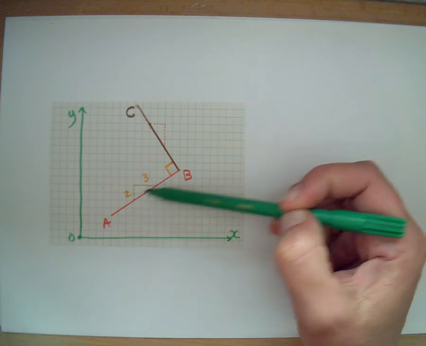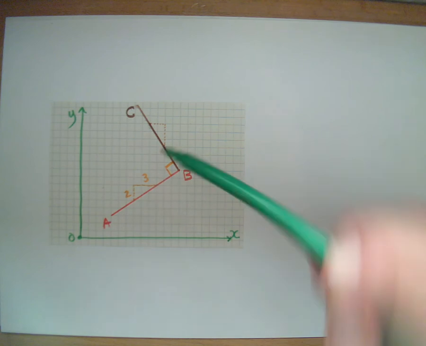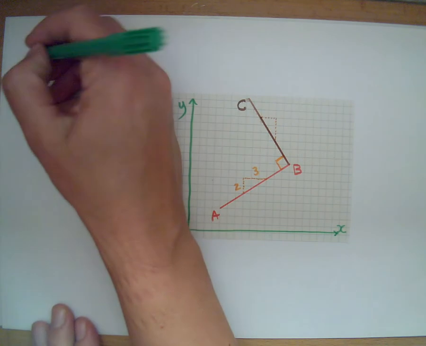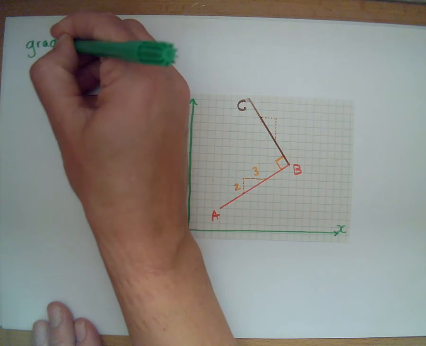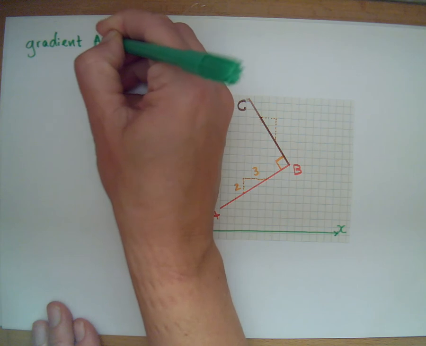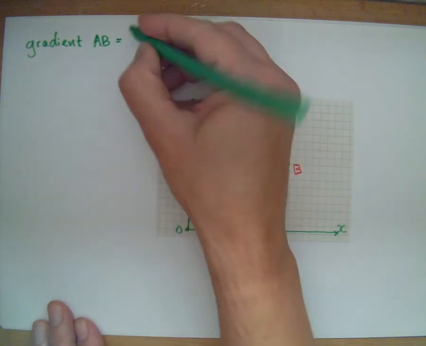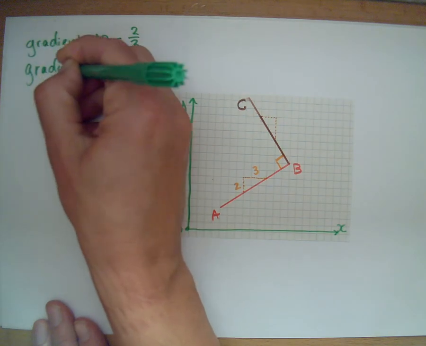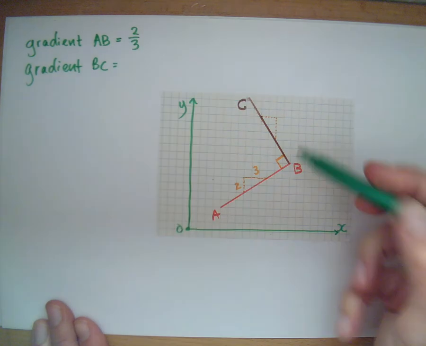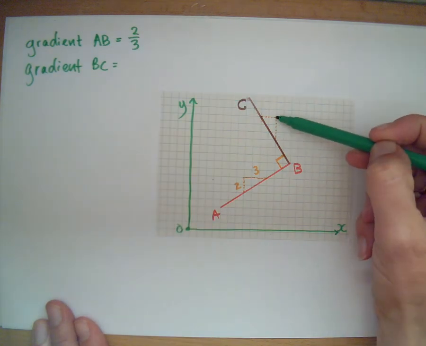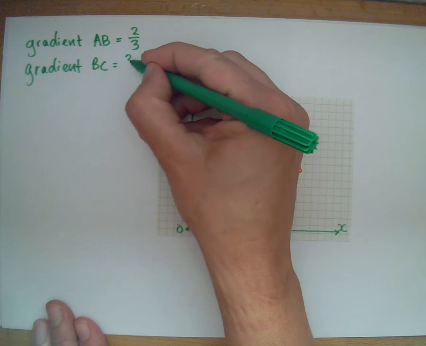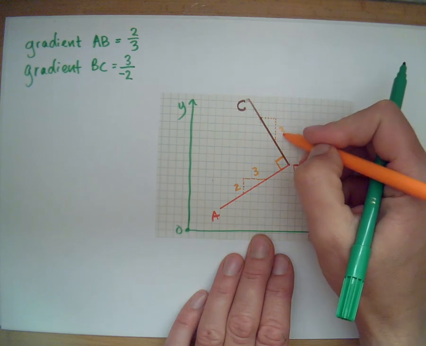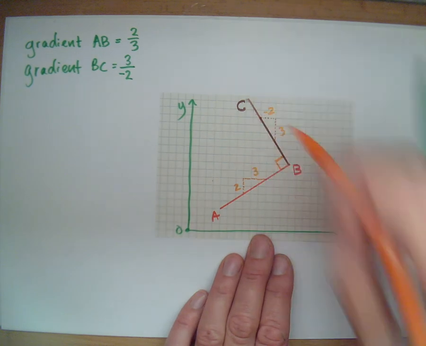The slope of AB is 2 over 3. Let me write that down. Slope, I should say gradient. I choose to say gradient of AB is 2 over 3, right? Rise over run. The gradient of my perpendicular line, called BC, is up 3, back 2. 3, negative 2.